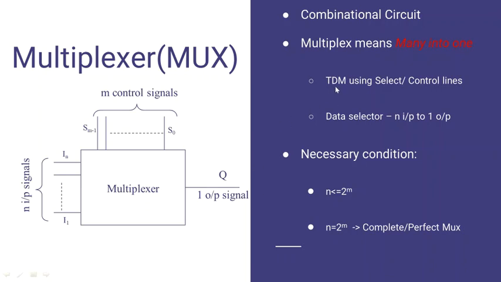That is time division multiplexing. This is done using select or control lines. Because of this property, a multiplexer is also called a data selector. A necessary condition for a multiplexer to hold good is that if n is the number of input signals and m is the number of control signals, n should be less than or equal to 2 raised to m. If n equals 2 raised to m, it is called a complete or perfect multiplexer.